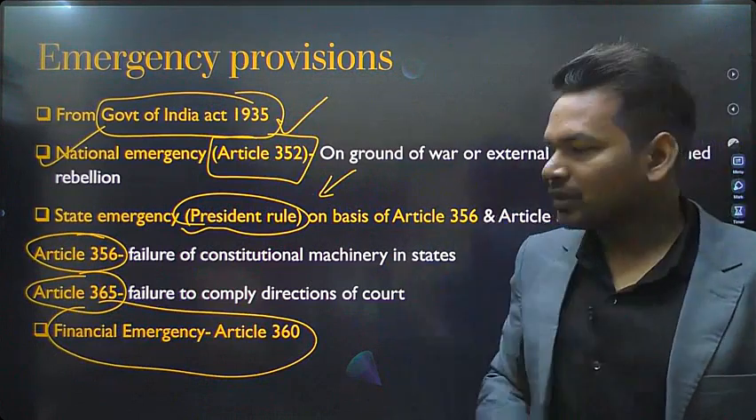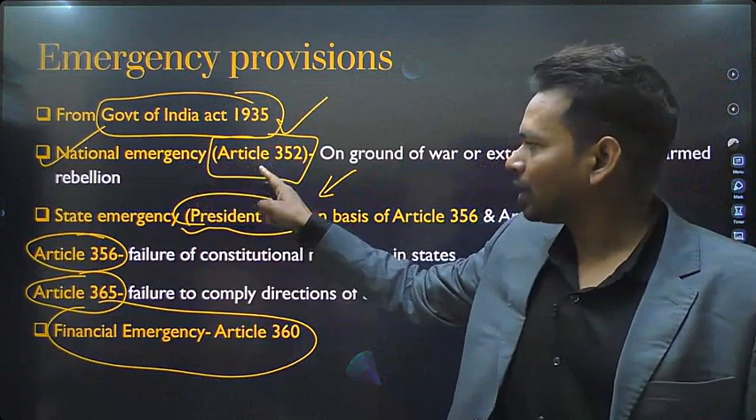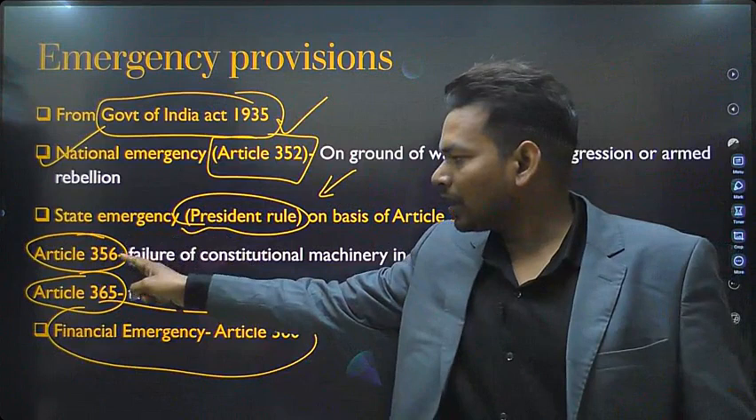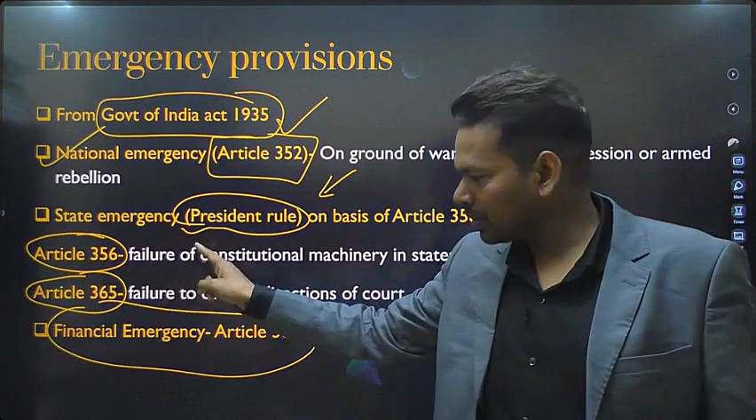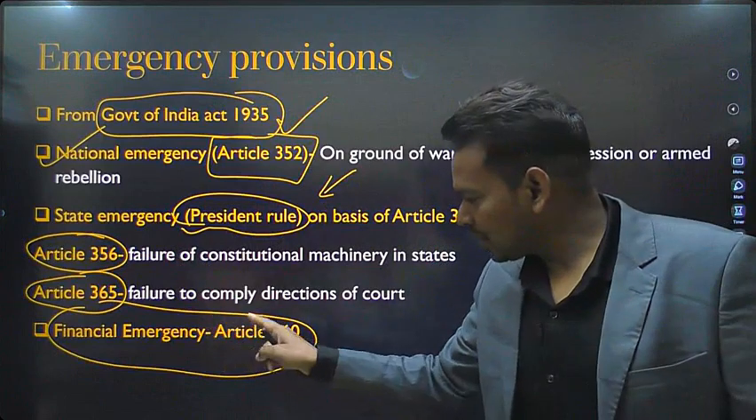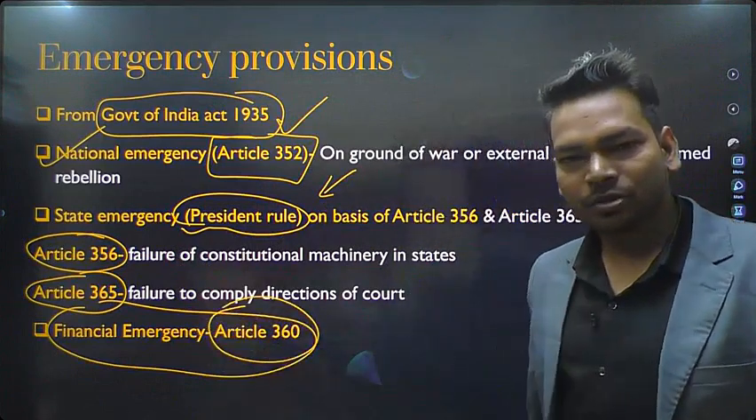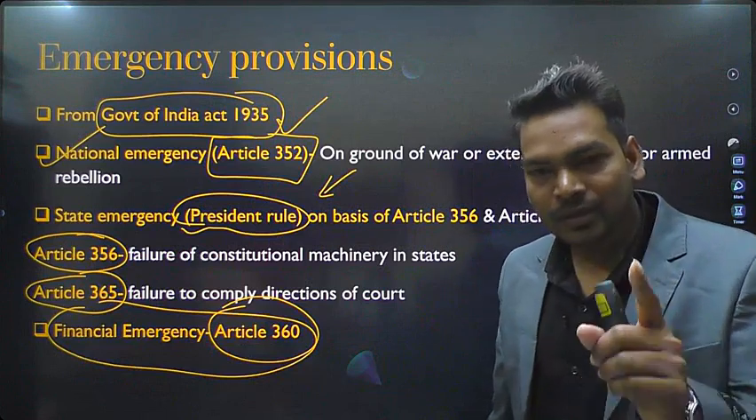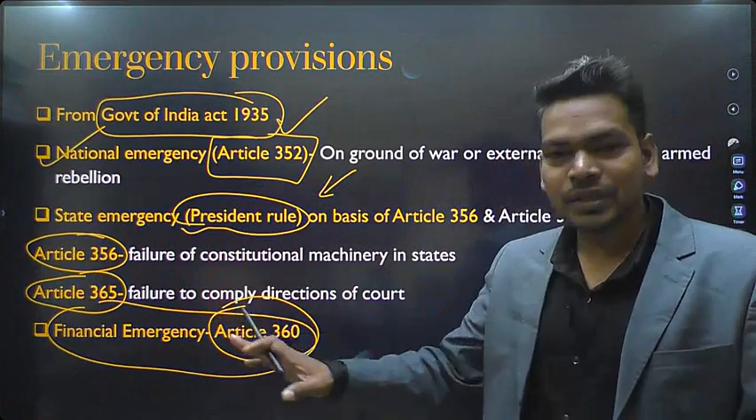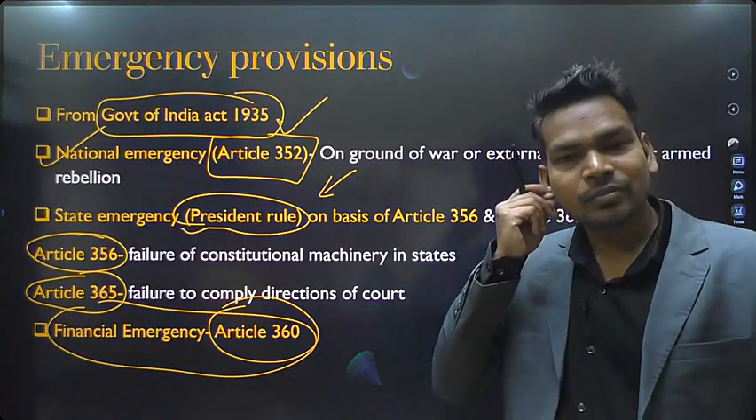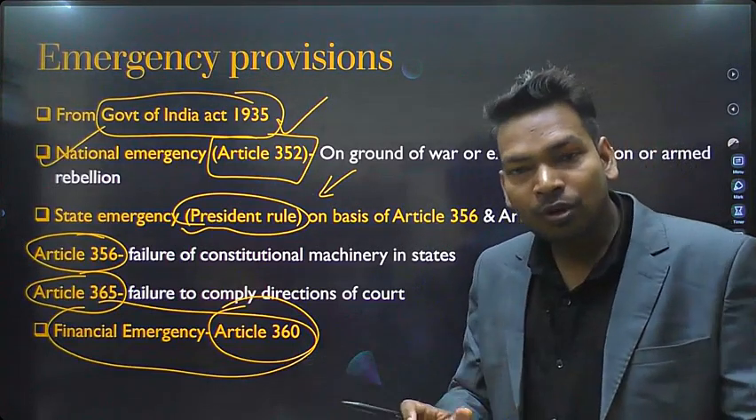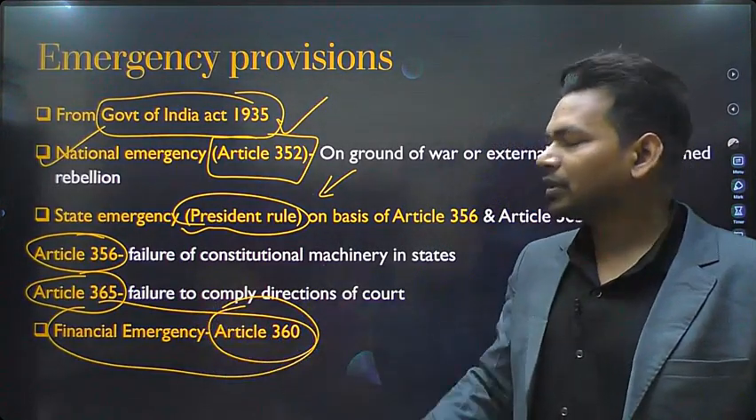So three types of emergency are important. National emergency under Article 352 is important for competition. State emergency, President's rule, is based on Article 356 and 365, mostly 356. Third is financial emergency, Article 360. We are lucky that till now no financial emergency has been implemented in our country. After 75 to 76 years of independence, not even a single financial emergency has been implemented.